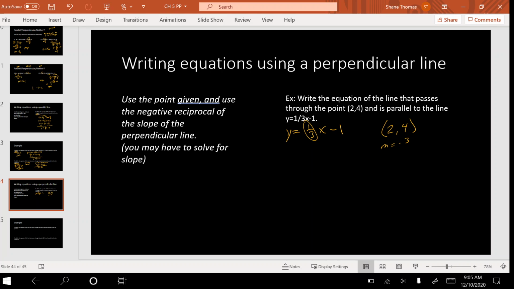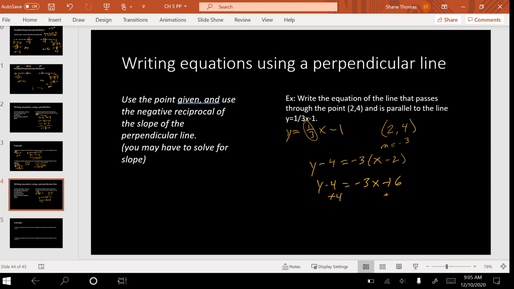So now I want to use that stuff that I'm given, a point and a slope. So y minus what? 4. My y term equals my slope, which we just found was -3, and then x minus 2. All right, same process we did before. Slope, point, put it in point-slope form. Now distribute the right side. I have y minus 4 equals negative 3x plus 6.